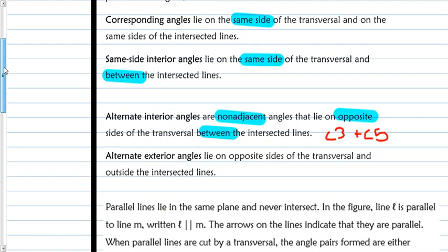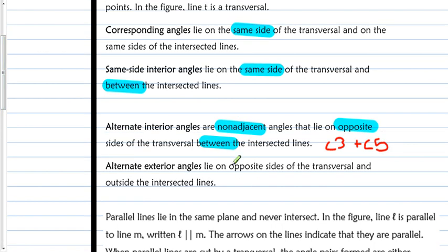Our next type of angles are alternate exterior angles. Alternate exterior angles lie on opposite sides of the transversal, and they lie outside of the intersected lines. So think about the word interior means inside, and they were between the lines. Exterior means outside, and so they are indeed outside.